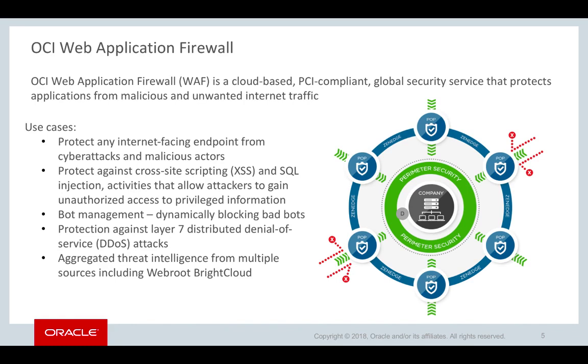OCI WAF is a cloud-based, PCI compliant solution that protects applications from cyber attacks. OCI WAF can protect any internet-facing endpoint hosted on OCI or on-premises by intercepting HTTP and HTTPS traffic and passing it through a set of filters and rules. Those rules cover common attacks such as cross-site scripting and SQL injection. OCI WAF also provides aggregate threat intelligence from multiple sources, including Webroot and BrightCloud. So, onboarding your application to the OCI WAF will protect you against layer 7 distributed denial of service attacks.